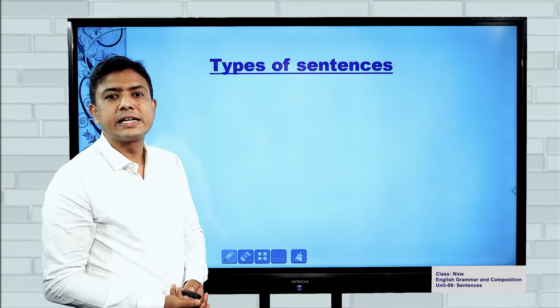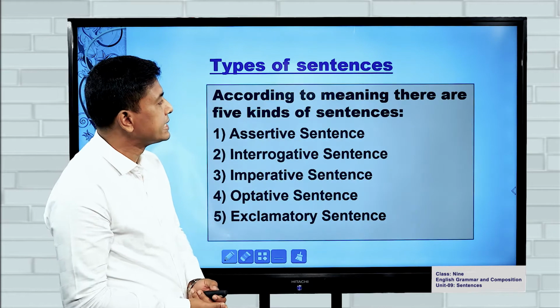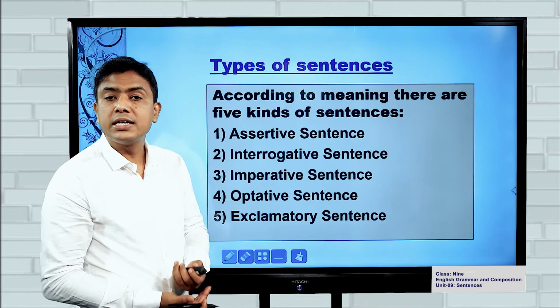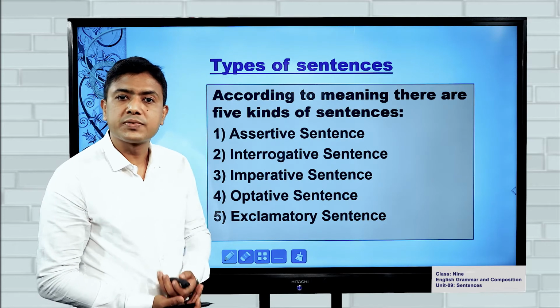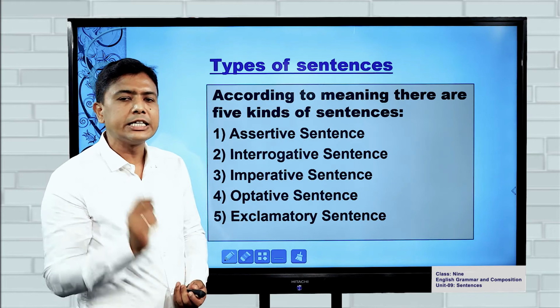Now, my dear students, let us learn kinds of sentences. In fact, according to meaning, there are 5 kinds of sentences: assertive sentence, interrogative sentence, imperative sentence, optative sentence, and exclamatory sentence. Let us learn in detail.